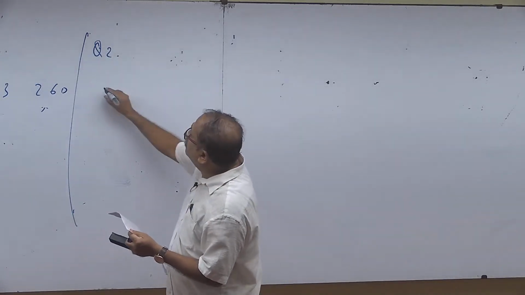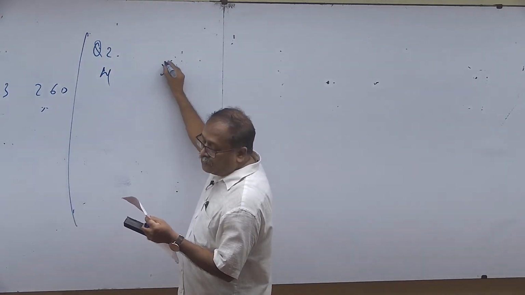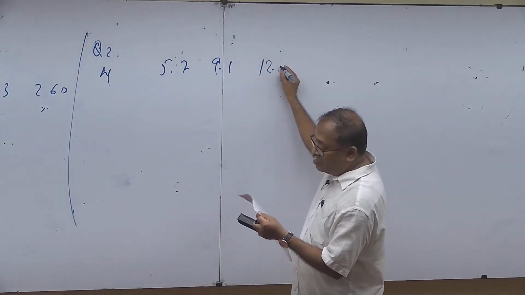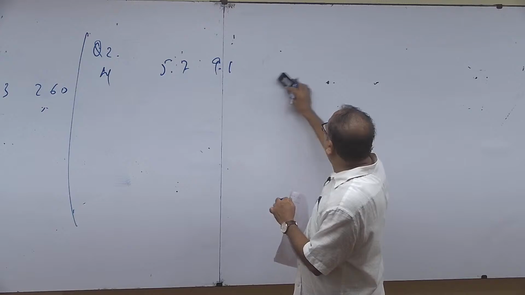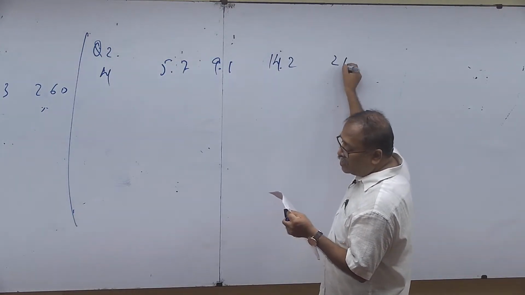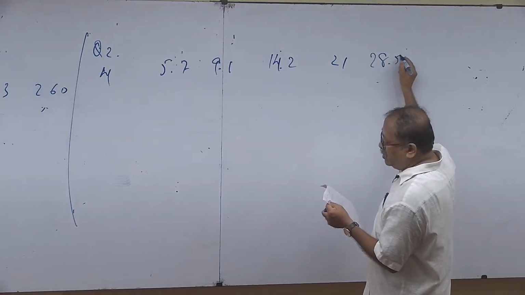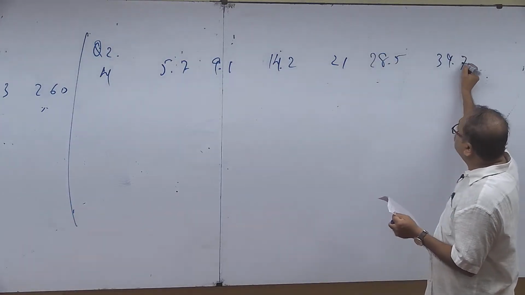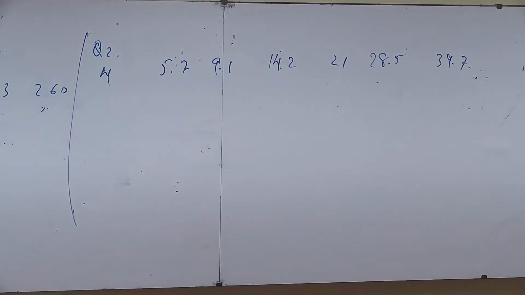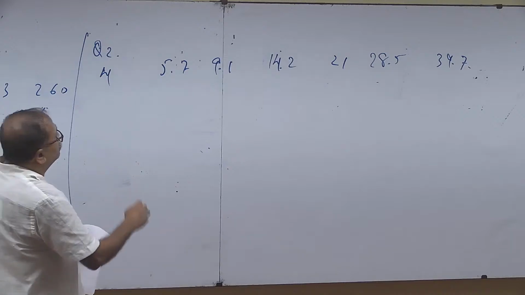So the sequence is 4, 5.7, 9.1, 12.2, 14.2, 21, 28.5 and 39.7. First, there is a wrong number here. It could be in the first half, or it could be in the second half, anywhere. So what is the logic over here?